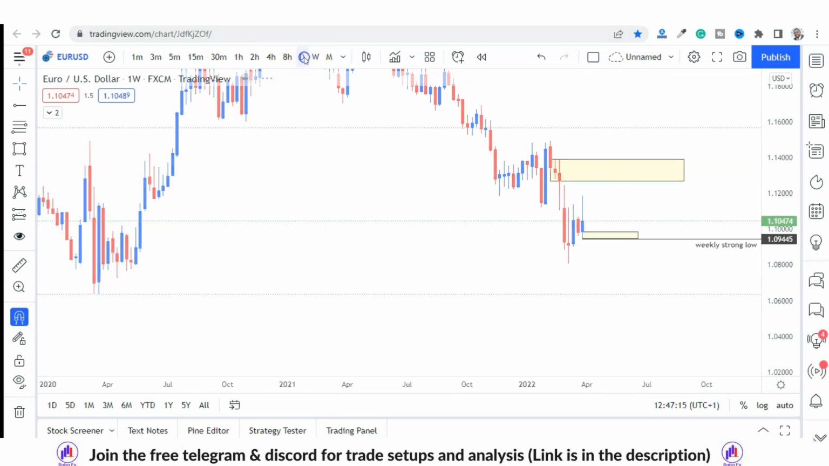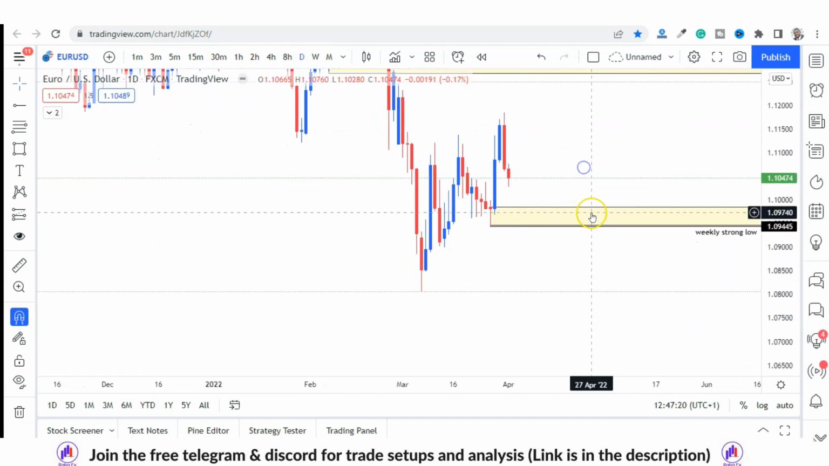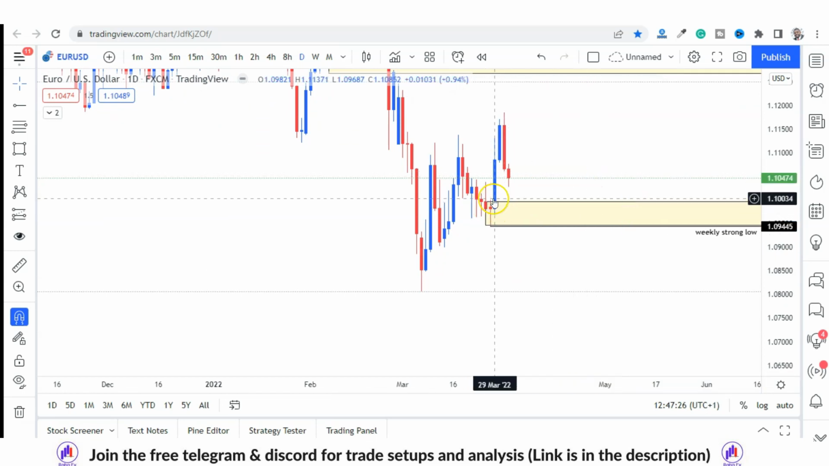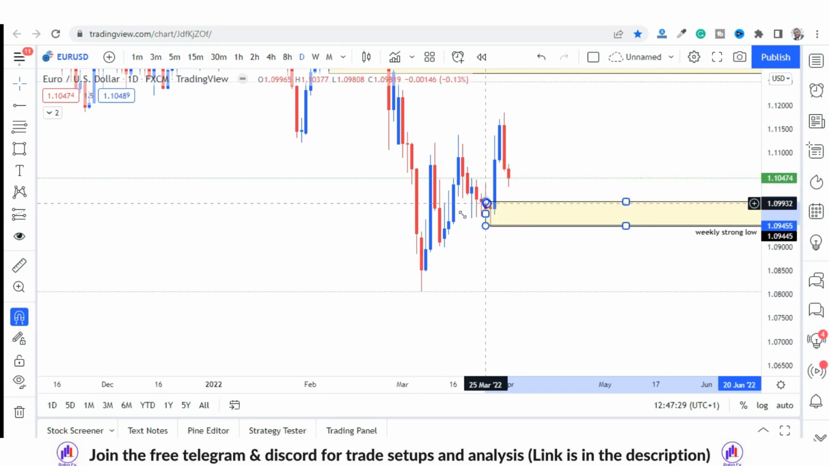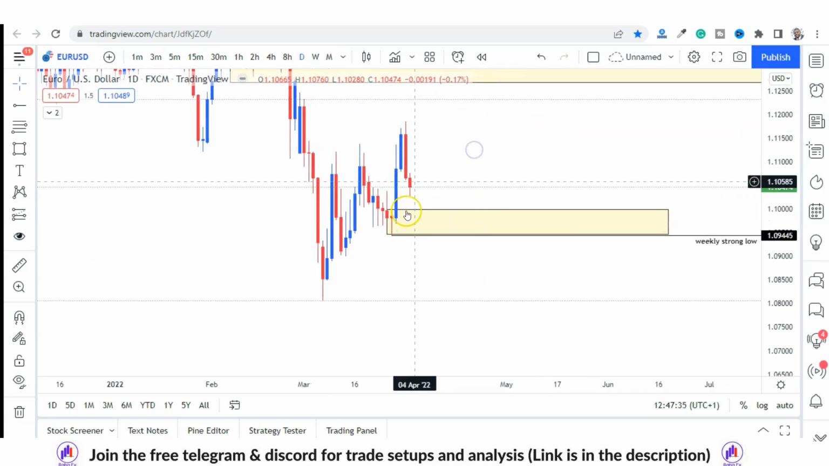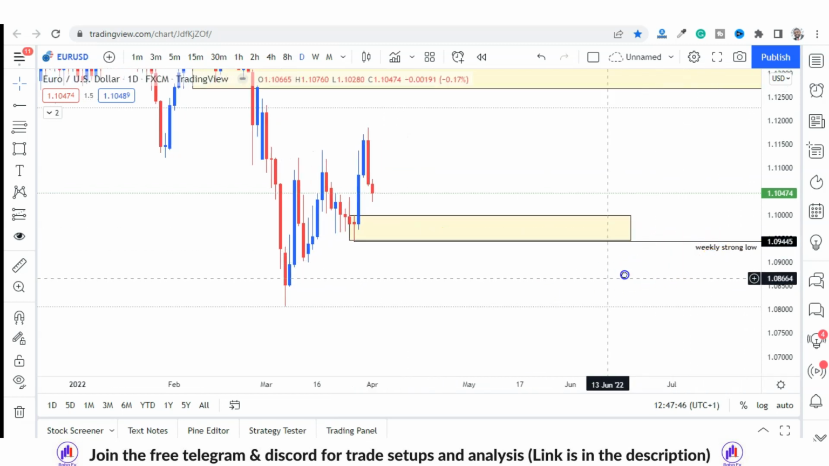Now we go to the daily time frame. You can see that the zone that I highlighted falls perfectly on the bullish order block here, the daily bullish order block. So I'll be looking to buy from here, knowing that this low should not be run through. When price comes back here, I don't expect this low to be taken. This is my weekly strong low for a reason.